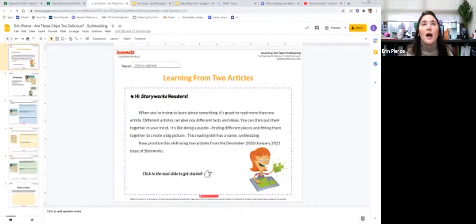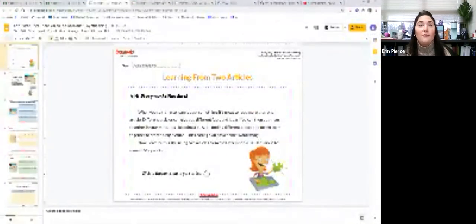It says, hi Storyworks readers. When you are trying to learn something, it's great to read more than 1 article. Different articles can give you facts and ideas. You can put them together in your mind. It's like doing a puzzle, finding different pieces and fitting them together to create a big picture. This reading skill has a name, synthesizing. Now practice this skill using 2 articles from the December 2020, January 2021 issue of Storyworks.